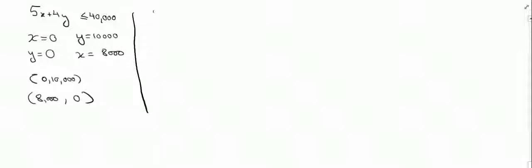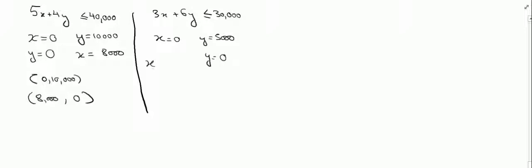My second inequality, which is 3x plus 6y is less than or equal to 30,000. If I apply the same rules, if x is 0, y will be 5,000, and if y is 0, my x will be 10,000. So these are my second coordinates.